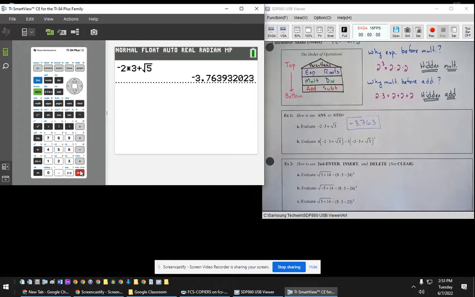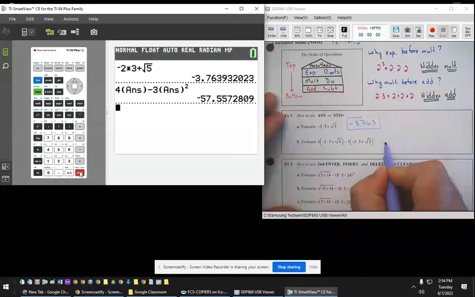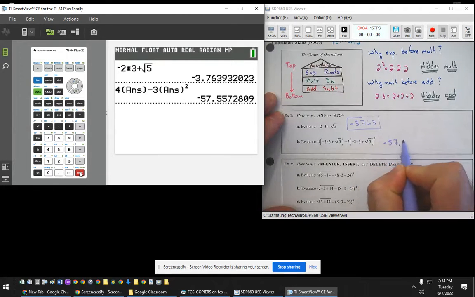Now you could retype the whole thing, but one of the tricks of our calculator is it'll take the last answer and it'll put it in that place. So instead of 4 times all that stuff, if you look above the negative, I can hit second and then there's the answer button. And it takes that answer and it puts it in there. Subtract 3 times and I could select the answer button and it takes that in there, and then I can go to the second and it'll spit back the correct answer of negative 57.557.